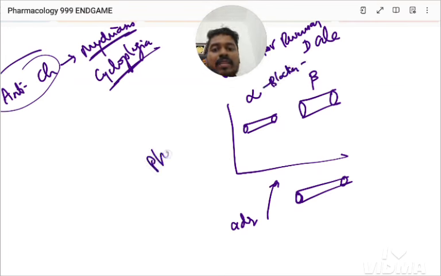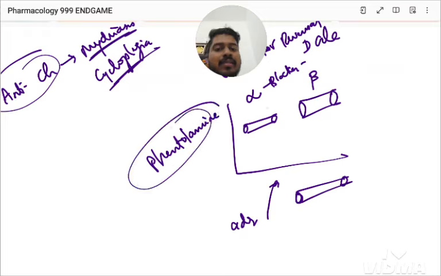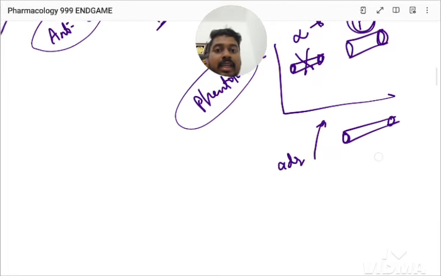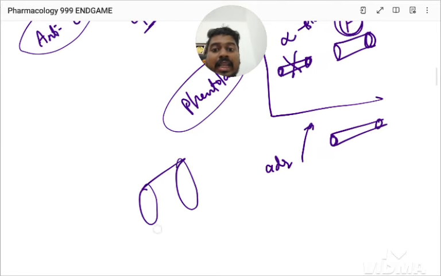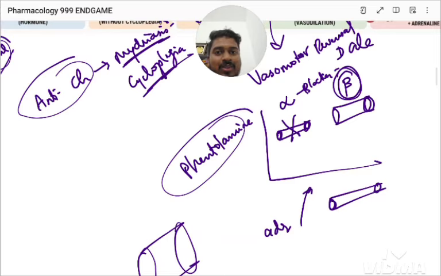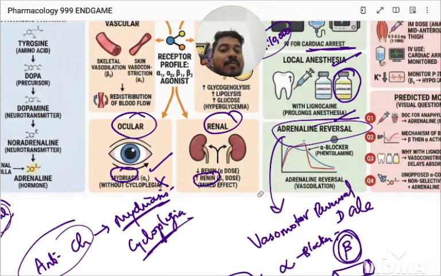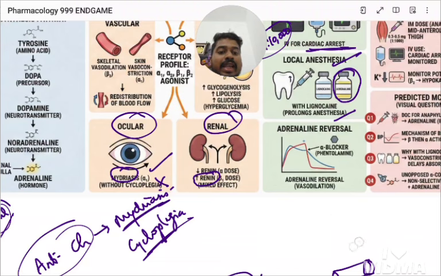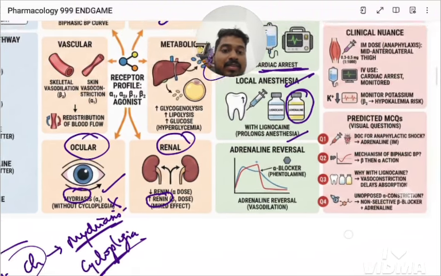Phentolamine is an alpha blocker. When you give phentolamine, the vasoconstriction is inhibited, so there is no vasoconstriction, but ADR will also act on the beta receptor. Here it causes vasodilation, so instead of vasoconstriction there is paradoxical vasodilation. ADR shouldn't cause vasodilation, but when it is given with an alpha blocker, it does. This is known as reversal of ADR effect, or vasomotor reversal of Dale.